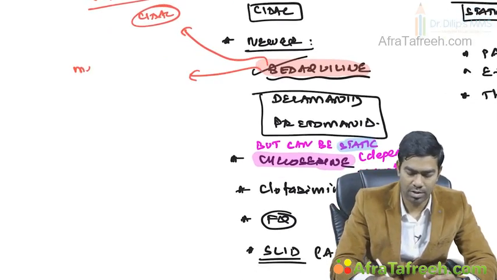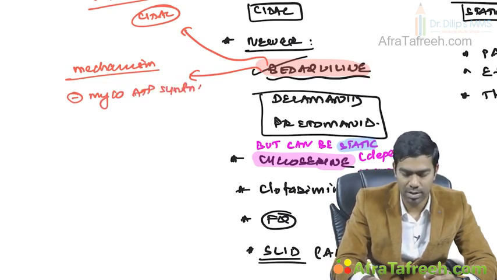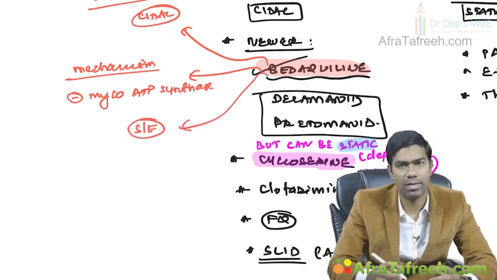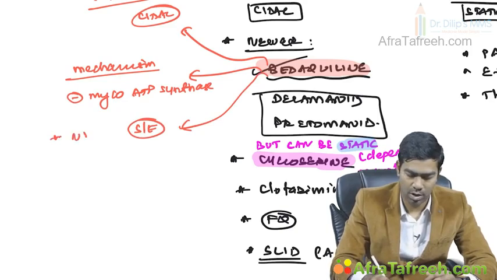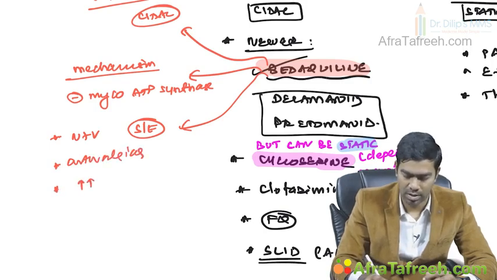The mechanism of action of bedaquiline is inhibition of mycobacterial ATP synthase, not our human ATP synthase, mycobacterial ATP synthase. And side effects, very little but very important. Nausea, vomiting, arthralgias tend to be the common side effects, but a very dangerous side effect called prolonged QT interval.